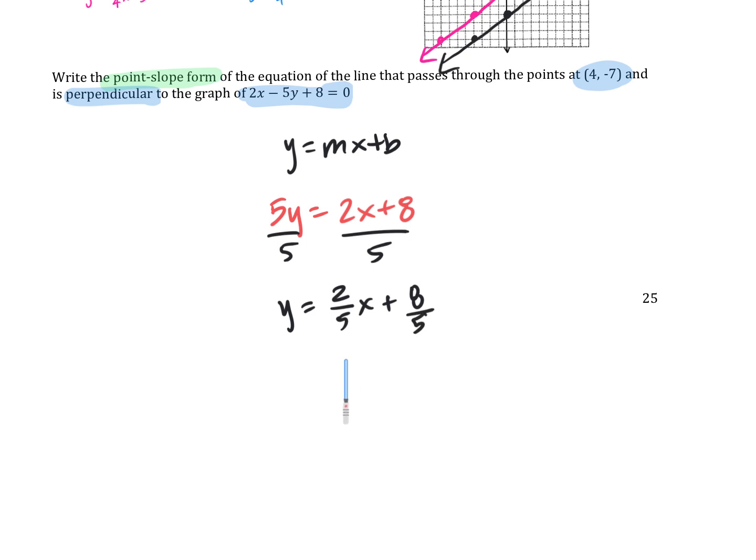Yep, good call. So the only thing that we really wanted to grab from this was what? The slope. The slope was 2/5. They want the slope to be perpendicular. So what's my perpendicular slope going to be? And I'm going to write myself a little note. The perpendicular slope would be opposite reciprocal. Negative 5 over 2. You got it. Perfect.